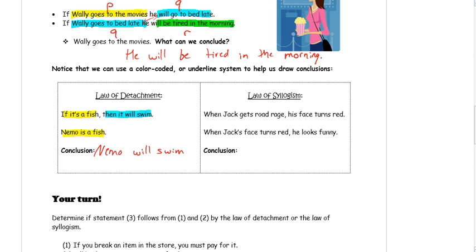Law of syllogism, that's where we have our connecting Q kind of piece that will hopefully connect two pieces. So again, when Jack gets road rage, that's our P. His face turns red. That's our Q. When Jack's face turns red, there it is again, that's our Q, he looks funny. Okay, something totally different. Now, again, we have these two connecting pieces, the face turning red. So when we look at this, when Jack gets road rage, he looks funny would be our conclusion.